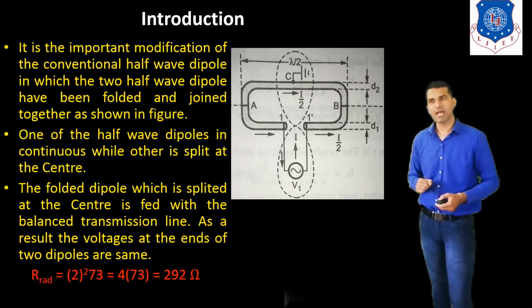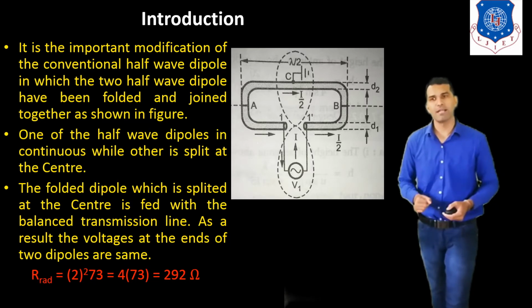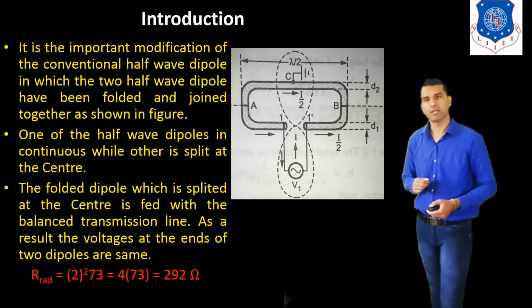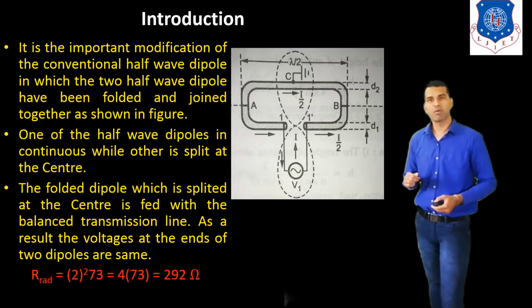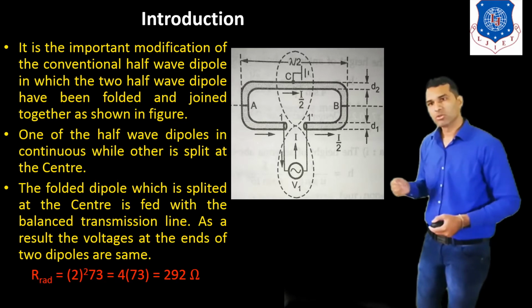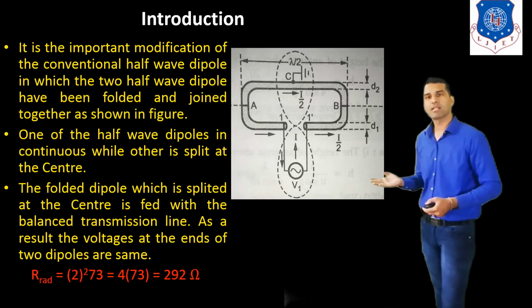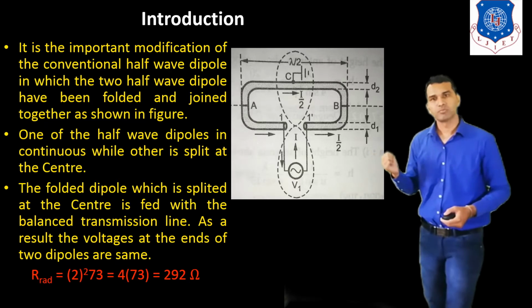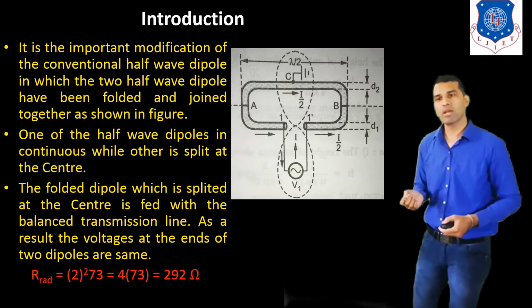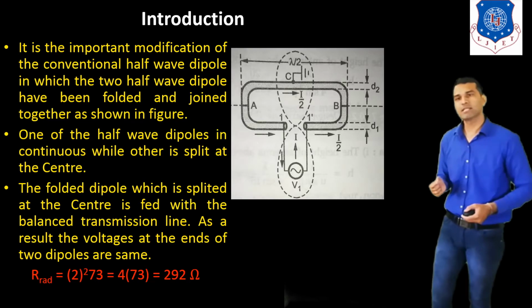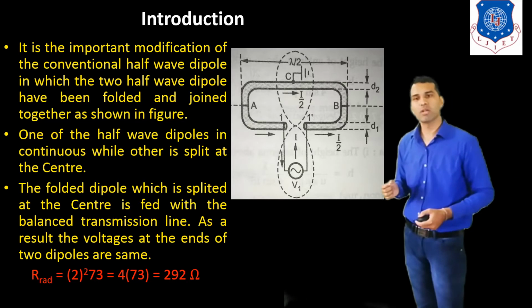So we can write the radiation resistance R radiate is 2 square into 73. We know that 73 ohm is the impedance of the half-wave dipole. So here we get the impedance of the two-wire folded dipole antenna as 2 square into 73, so 4 into 73. So we get the radiation resistance equal to 292 ohm.